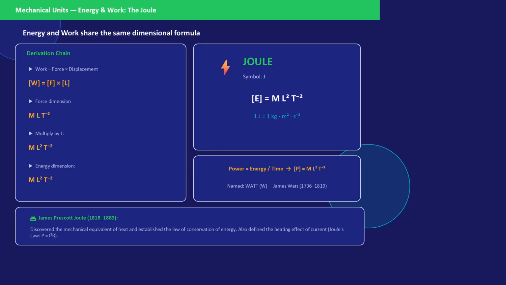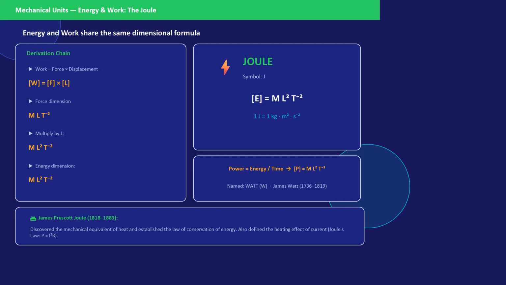Work is defined as force multiplied by displacement. The equation is W equals F times D. We already know the dimension of force, mLT to the minus 2. Displacing an object over a distance adds one more factor of L. So we get mLT to the minus 2 multiplied by L gives mL squared T to the minus 2. This is the dimensional formula for both work and energy. 1 joule is 1 Newton meter, which in base units is 1 kilogram meter squared per second squared.